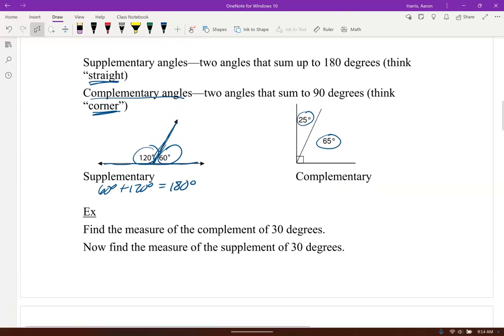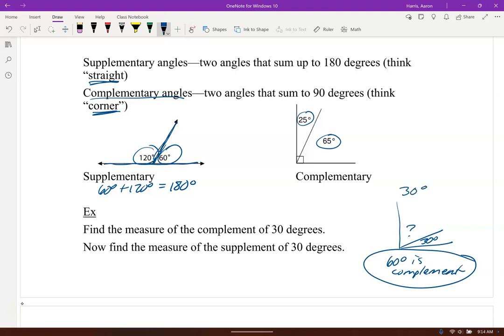So let's do this first and find the measure of the complement of 30 degrees. So if we have a 30-degree angle, its complement right here above it would have to be 60 degrees, because 30 and 60 make a corner. In other words, they're complementary, they're 90 degrees, right?